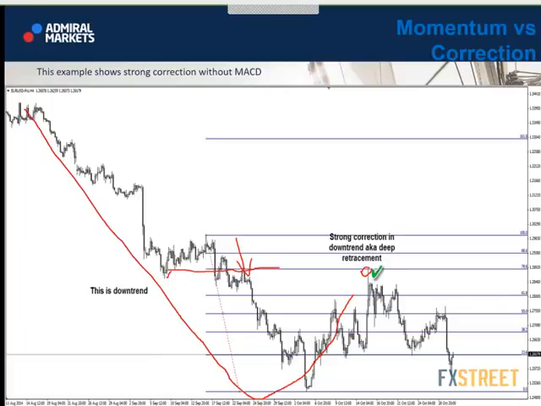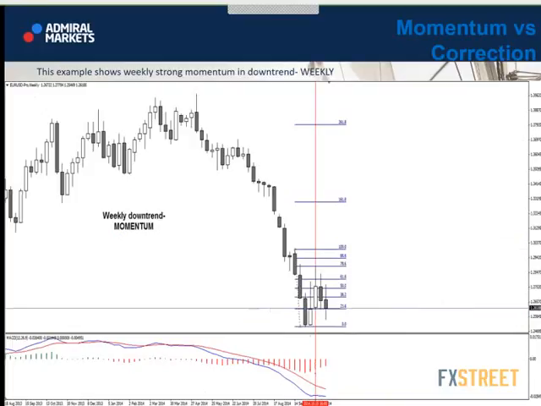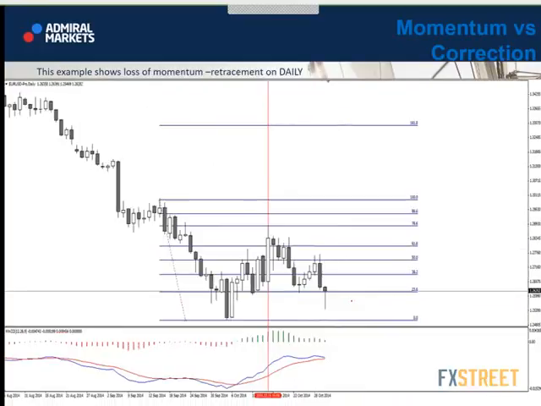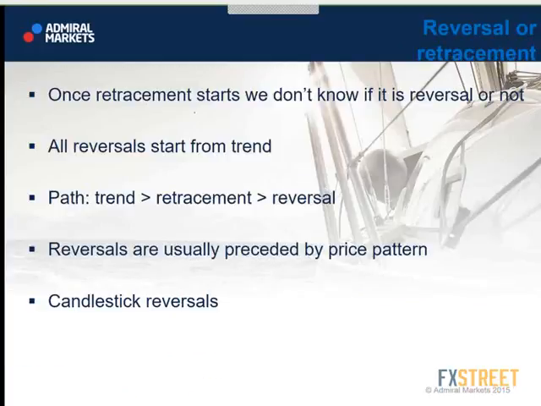Historical buyers in that place, buyers turn to sellers in this place, and this place was the near-term history. Price has been rejected again because there were historical sellers here. 78.6 retracement, it's called deep retracement. Now, this is defined by MACD, but I will explain that fully in the next class. So once retracement starts, we don't know if it's reversal or not.